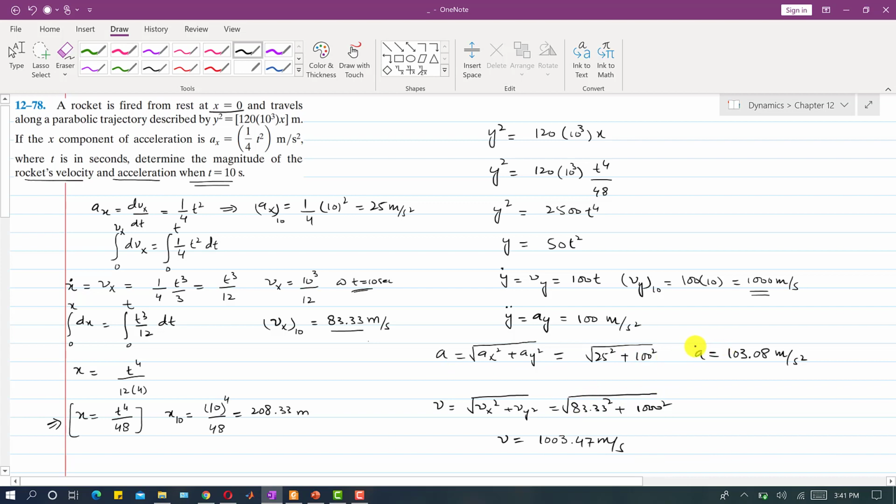So the acceleration magnitude comes out to be 103.08 meters per second squared, and the velocity magnitude comes out to be 1003.47 meters per second. So this is the solution of this problem.